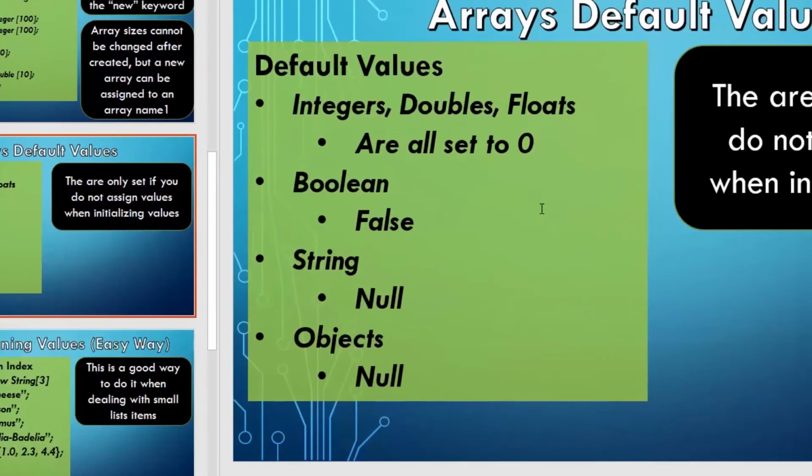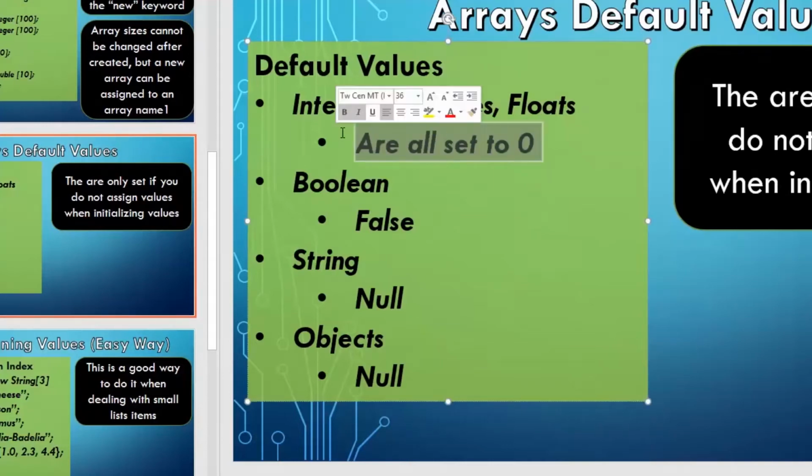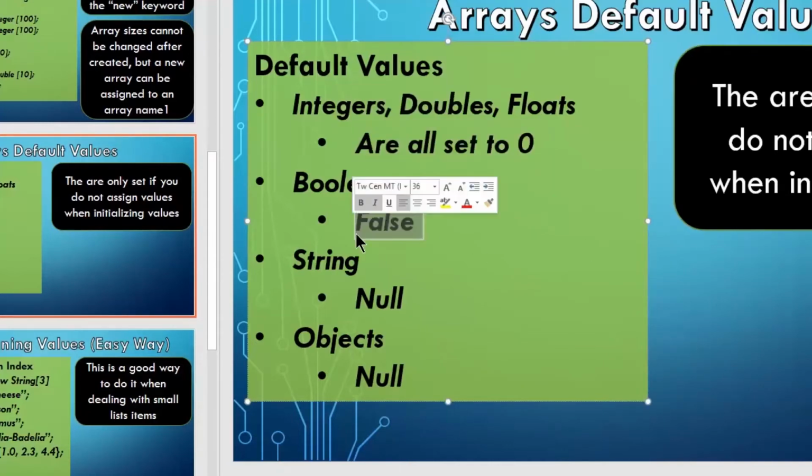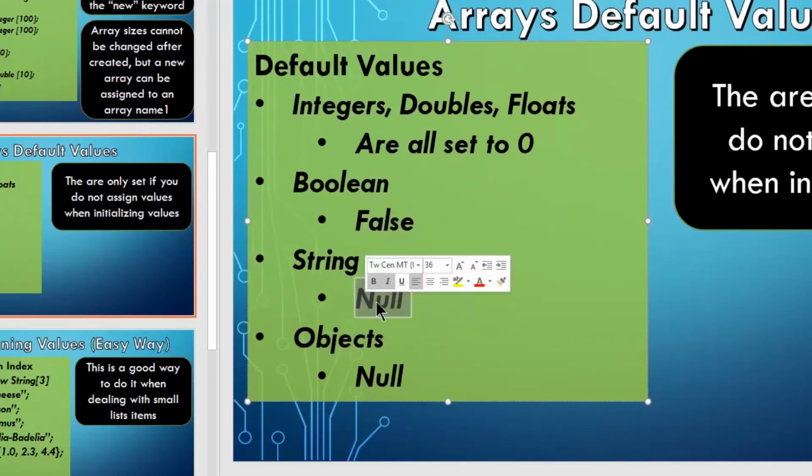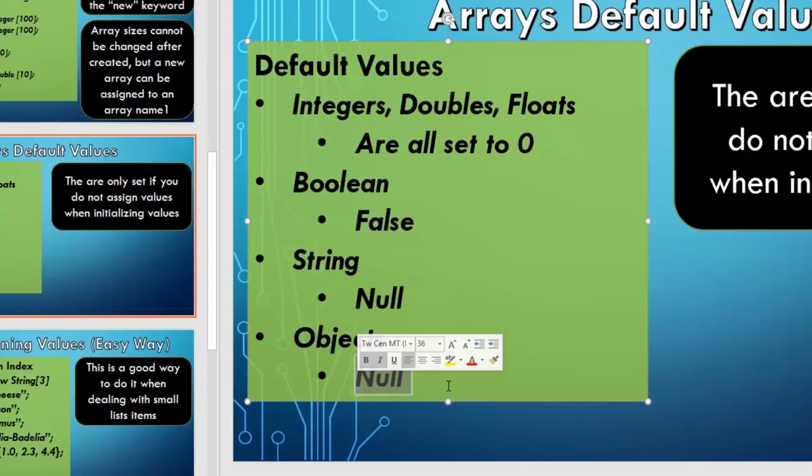And let's see, array default values. Whenever you create an array, you don't necessarily have to give it values. We'll go through all that in a second. But your integers, doubles, and floats are all set to 0. Booleans are all set to false. Strings are set to null, which means it's empty. And objects are set to null as well. They are only set if you do not assign values when initializing.